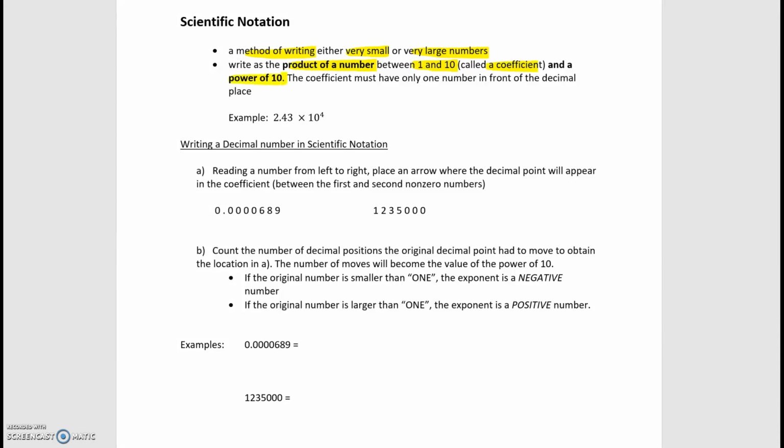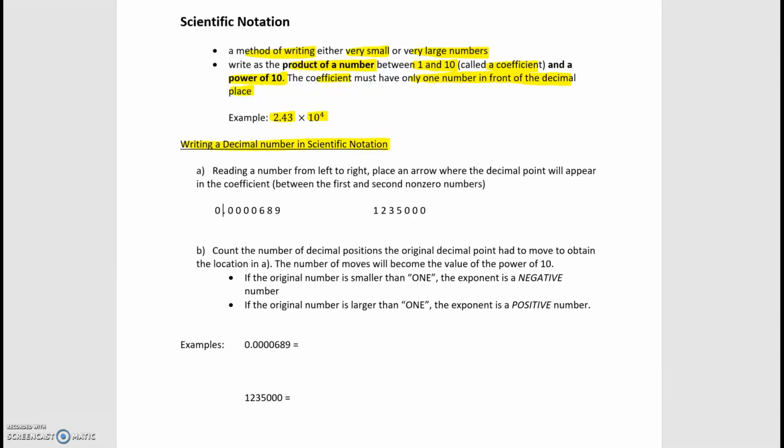So if it's a number between 1 and 10, that means that the coefficient can only have one number in front of the decimal place because it's a number either like 1 or 2 up to 9. So here's an example. 2.43, there's the coefficient, times 10 to the power of 4. That's the power of 10. So let's see how to write a decimal number in scientific notation.